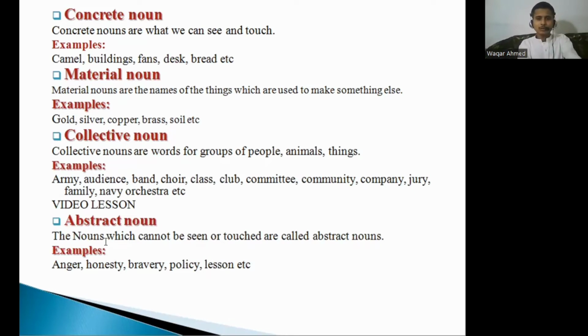Abstract noun. The nouns which cannot be seen or touched are called abstract nouns. Well, this is the opposite of a concrete noun, right? So the nouns that you can't really see or touch are abstract nouns. And the typical nouns are exam, anger, honesty, bravery, policy, lesson, etc.